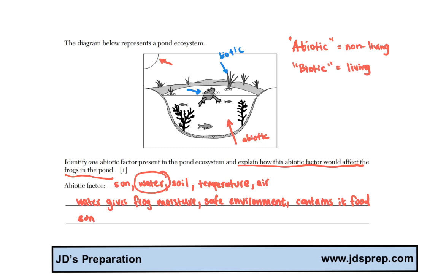We know that the sun allows the plants to grow, which will then provide extra shelter. They might also hide more food.